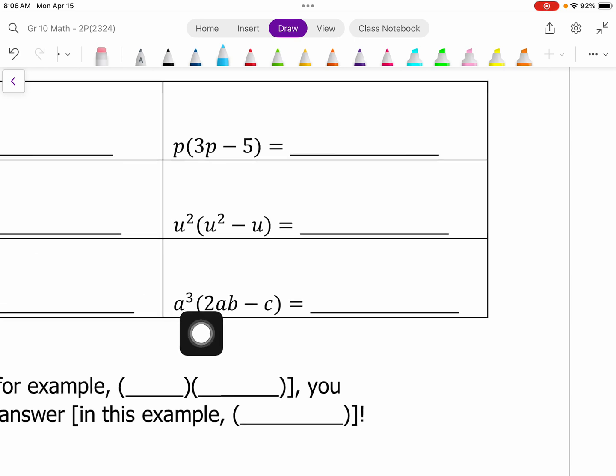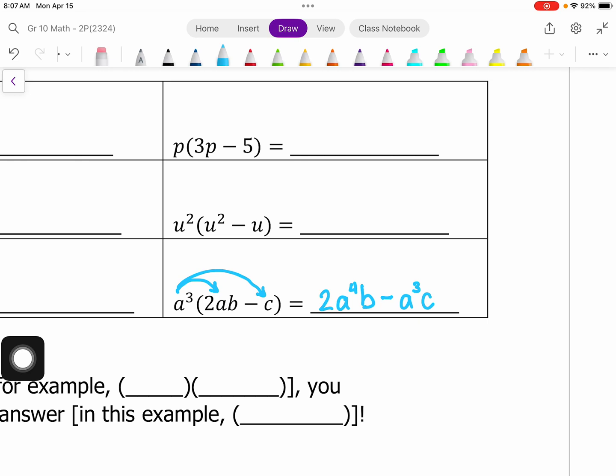So here I have a cubed times 2ab. So for numbers, I have 1 times 2, which is 2. Then I have a cubed times a, so in total I have a to the exponent 4, and then I have a b. Then I have a positive times a negative, so I'm going to be subtracting. 1 times 1 is just 1, which I don't have to write, and then I have an a cubed and a c. I don't have any a's over here or any c's over here, so I don't have to use my exponent rules here.